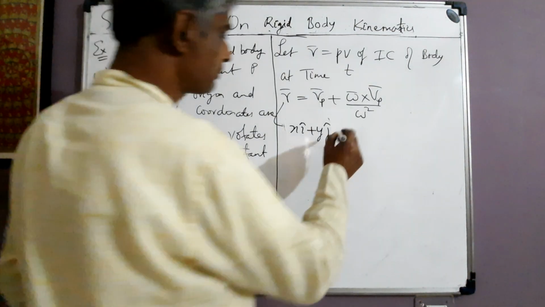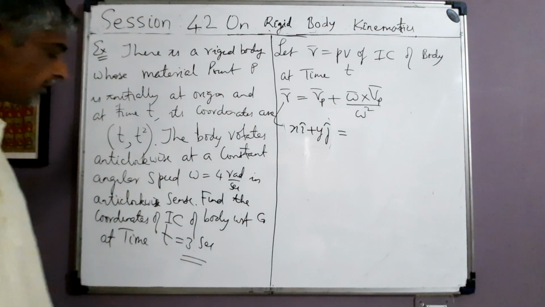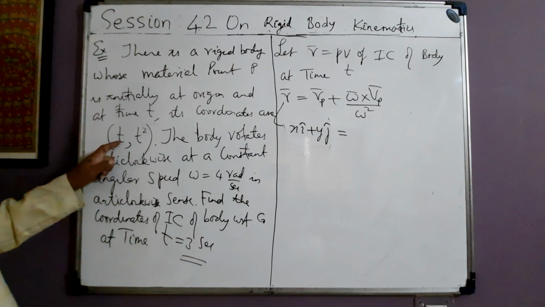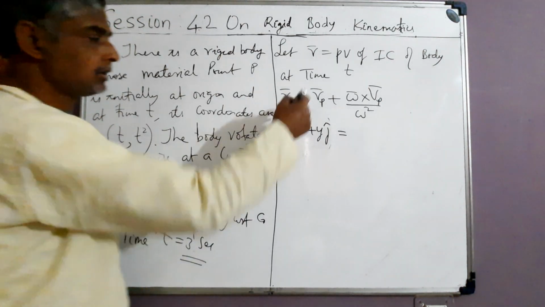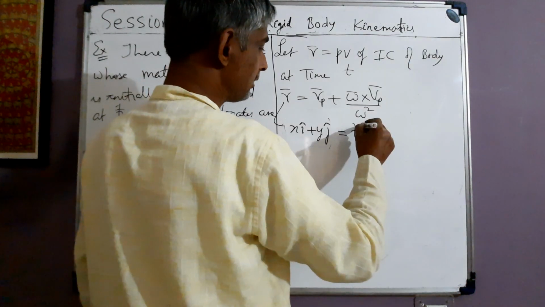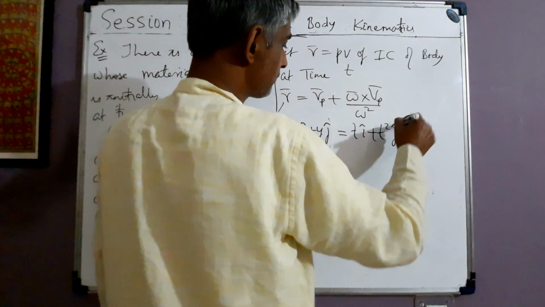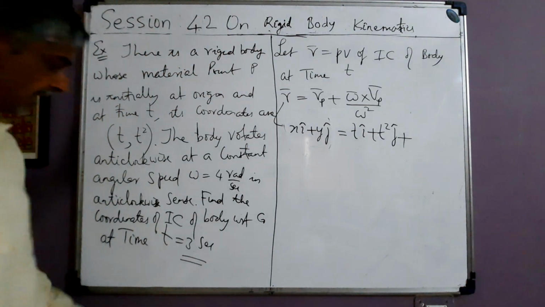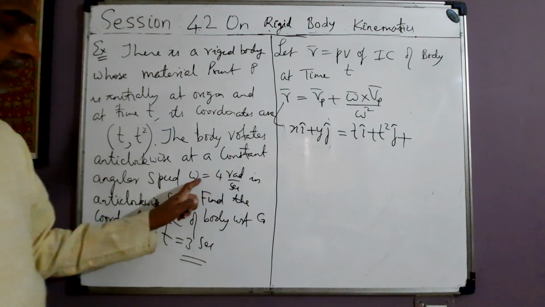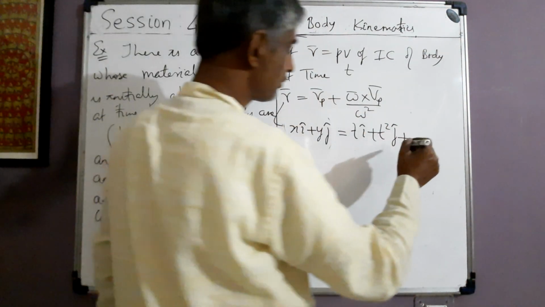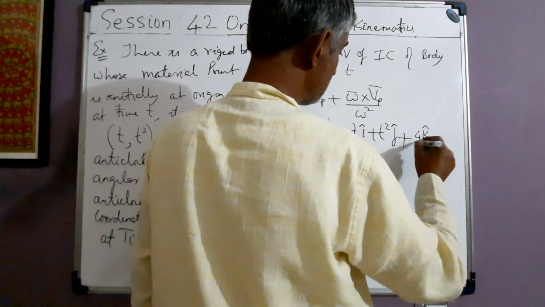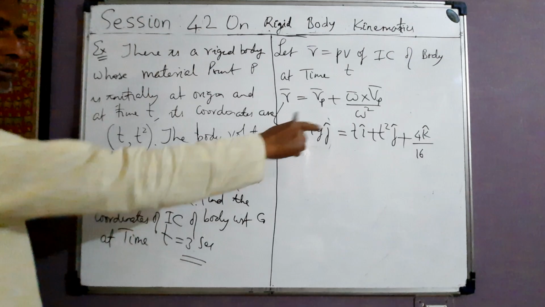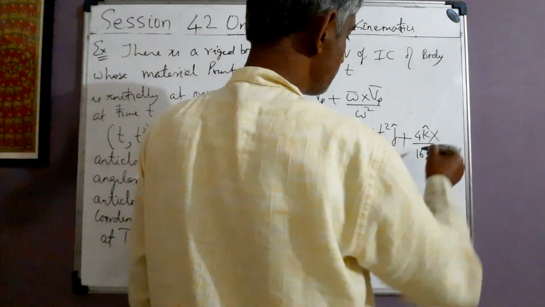Rp is simply the position vector of point P of the body at time t. The coordinates of point P at time t are t comma t square. So rp will be written as t i hat plus t square j hat, plus omega cross Vp. Now omega is equal to 4 radian per second in anti-clockwise sense. Direction of omega becomes 4 k hat, and omega square becomes 16, since the magnitude of omega is 4.